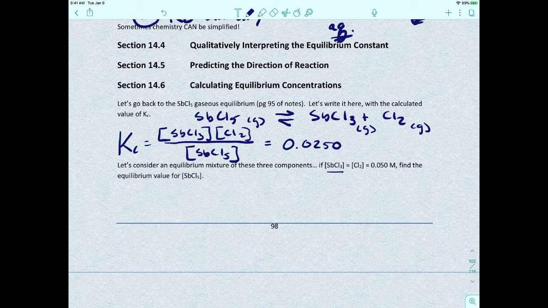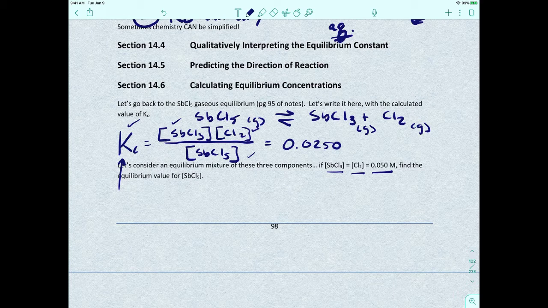If the concentration of SbCl3 is equal to the concentration of Cl2, and both of these are 0.05 molar, let's find the equilibrium value for the concentration of SbCl5. Again, we have our equilibrium expression up here. We know what Kc is, and we know the two concentrations of the products. The only thing we're missing is the concentration of SbCl5 at equilibrium, so that's what we're going to solve for.